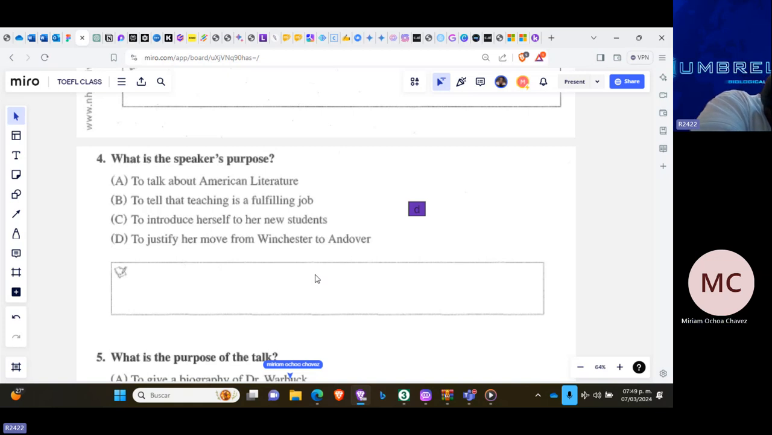Hi, students. My name is Miss Meredith, and I'll be your English teacher this year. I used to teach in Winchester, but moved to Andover last fall. I've been teaching American literature for about 10 years to both middle and high school students. It's been quite a fulfilling job, and I look forward to spending the year with you. What is the speaker's purpose?